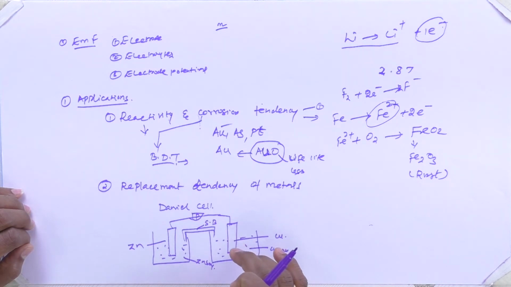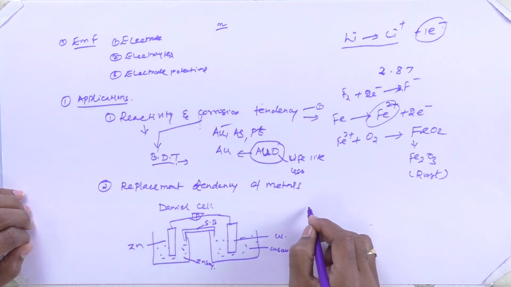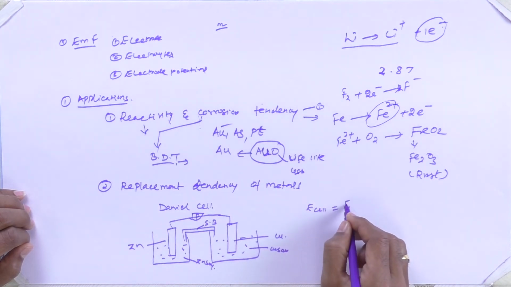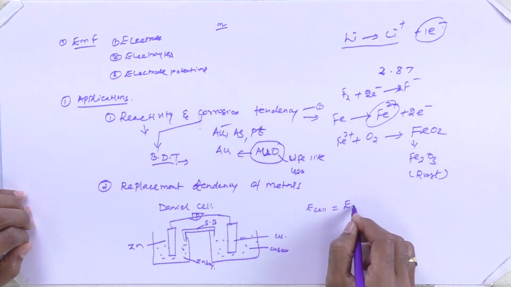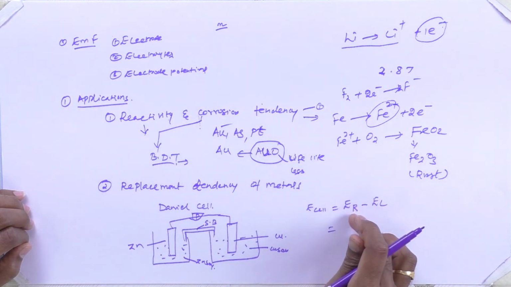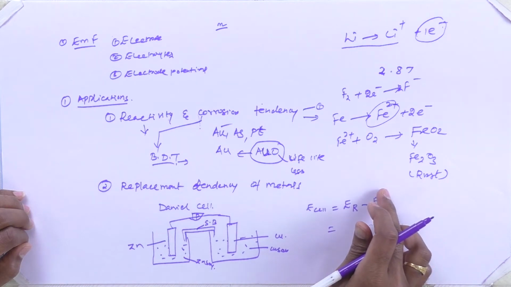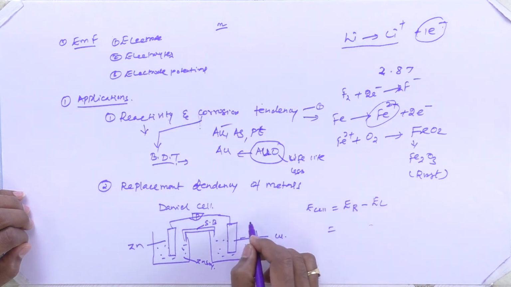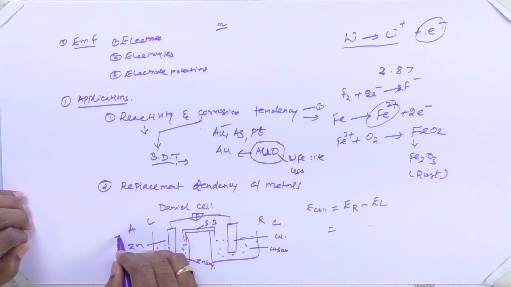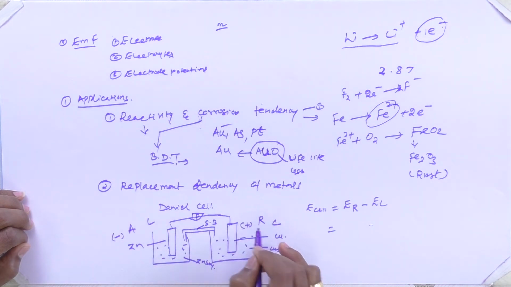The basic function of the cell is that it is a device which converts chemical energy into electrical energy, and the output of the cell can be measured with the help of the following equation. That is, E cell is equal to the electrode potential value of the right hand side electrode minus the electrode potential value of the left hand side electrode, and these potential values can be obtained from the electrochemical series. Here the right hand side electrode is the copper electrode, and this is the left hand side electrode. This is the anode, this is the cathode. The sign of the anode is negative, and the sign of the cathode is positive.